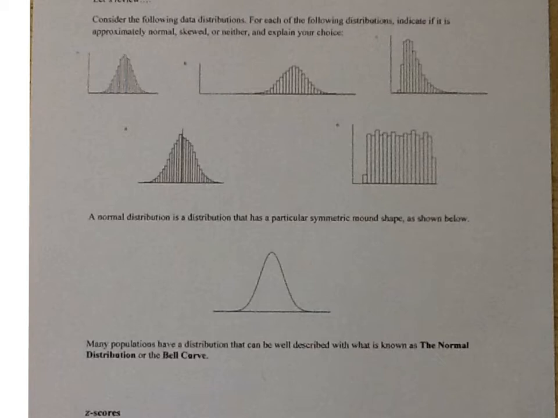So number one is normal, symmetric. Okay, this is a normal curve. And the reason why is because it's symmetric. And notice it looks like a mound. It's a mounded shape. All right, let's take a look at B. B is also normal. It's symmetric. This also has a mound shape.